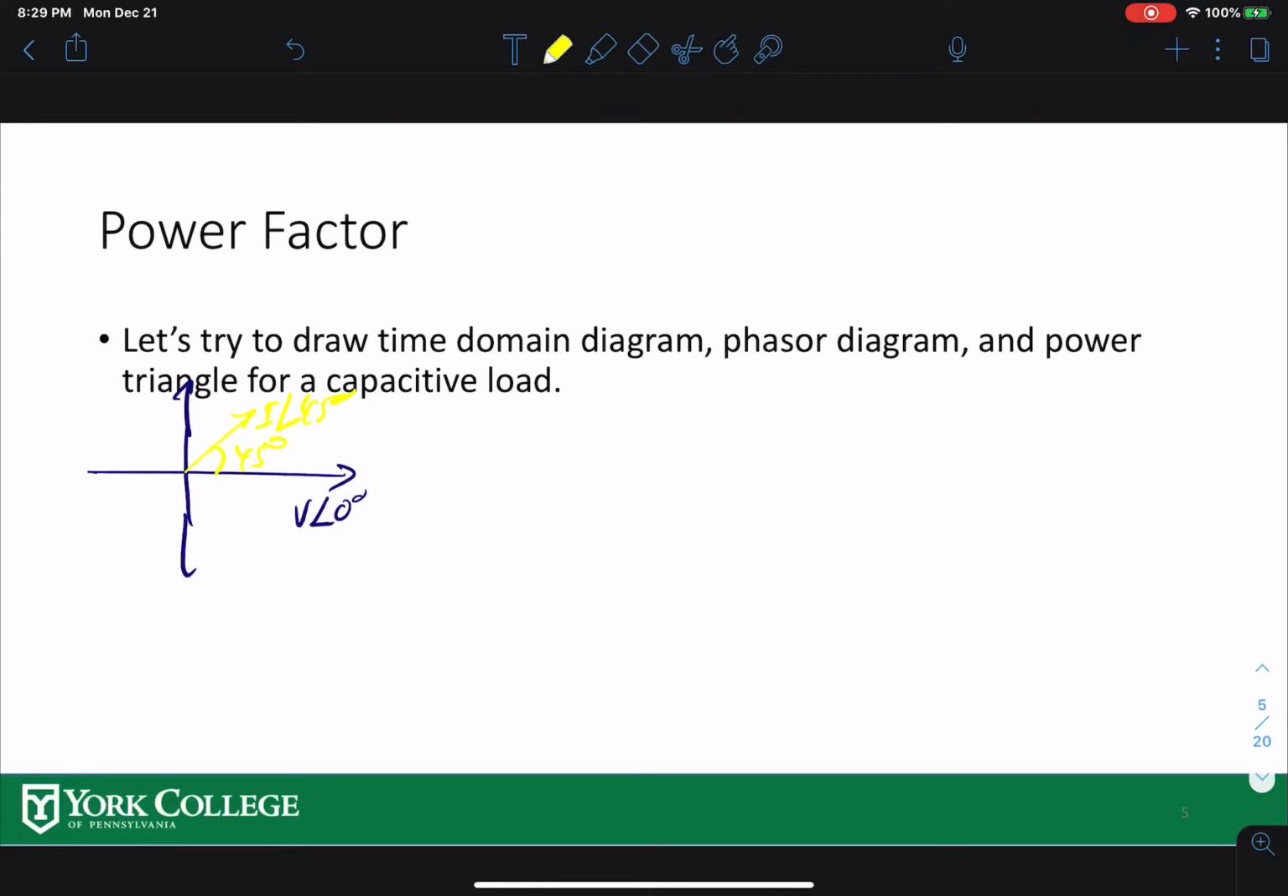If you draw the diagram here, this is your P, and your Q will go down here. Then your apparent power is right here. So that is your 45 degrees, and this is your S. That would be your diagram for a capacitive load.